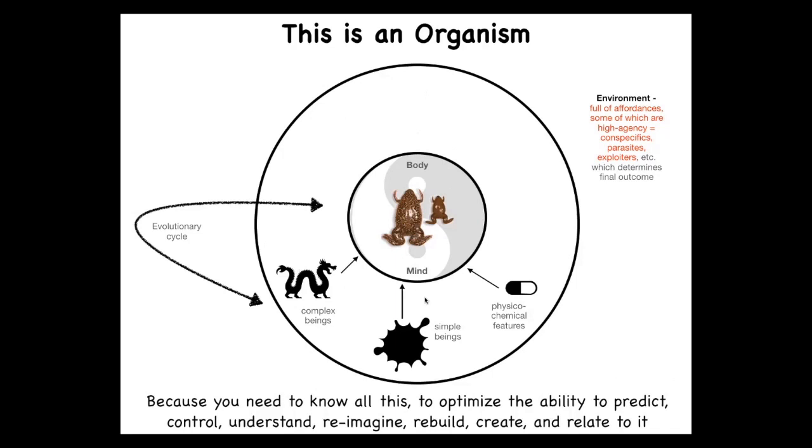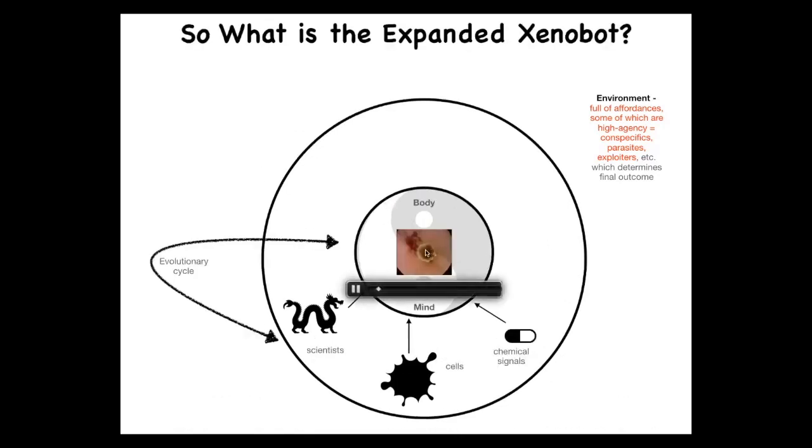Because you need to know all of this to optimize your ability to predict, control, understand, repair, and create, and in the case of more complex beings, to relate to it in both a functionally useful and an ethical sense. You need to understand what all the inputs and all the capabilities are. And so as we think about the Xenobot, what is all this for the Xenobot? What does the broader conceived Xenobot look like?